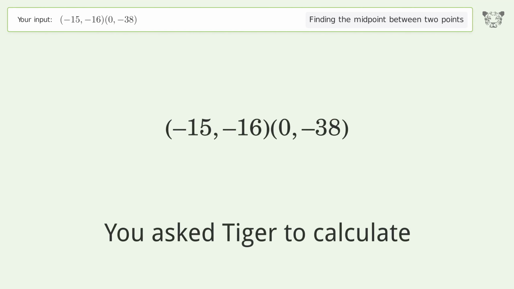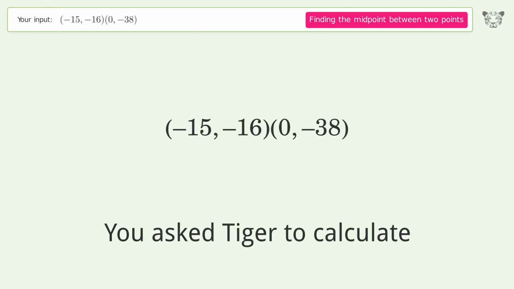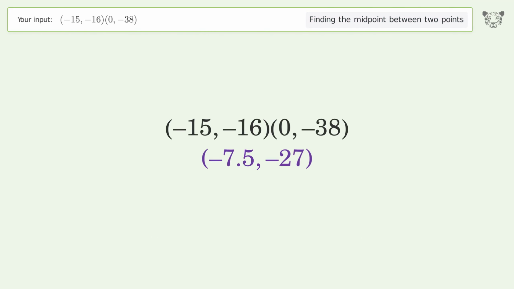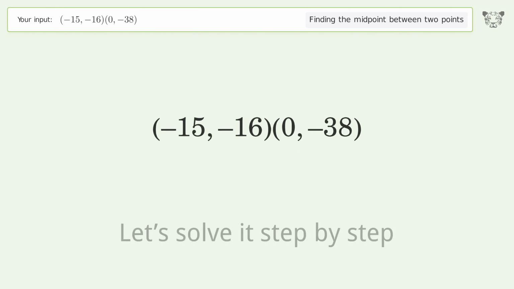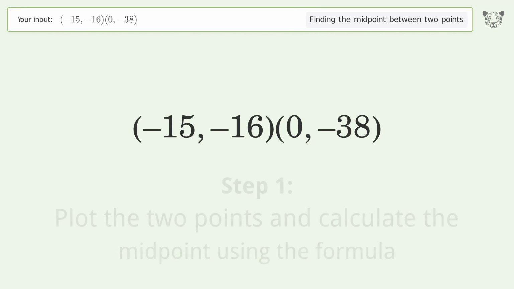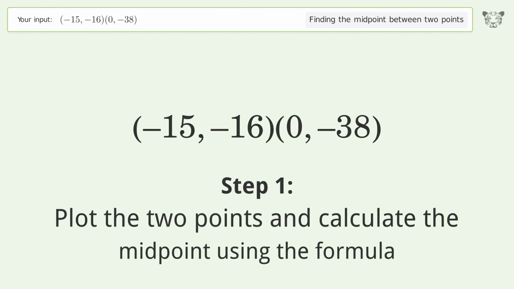You ask Tiger to calculate. This deals with finding the midpoint between 2 points. The midpoint between the 2 points is -7.5, -27. Let's solve it step by step. Plot the 2 points and calculate the midpoint using the formula.